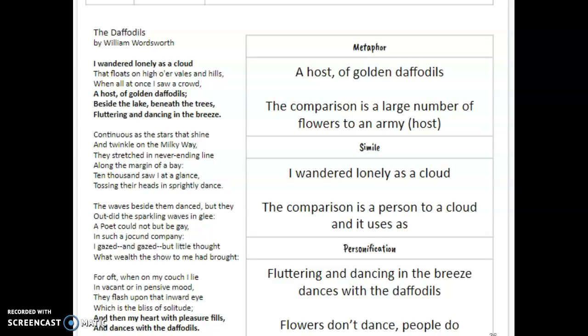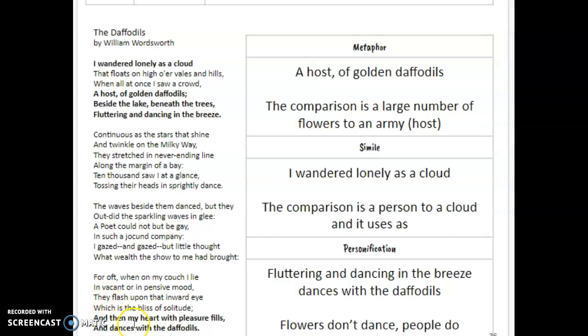For the personification, we're going to look at how the daffodils are said to be dancing. So in the first stanza, it says fluttering and dancing in the breeze. And in the final stanza, in the fourth stanza, it says dances with the daffodils. Flowers don't dance, people do. But up here at the beginning, this whole thing is talking about the daffodils, and that is what is fluttering and dancing in the breeze. So the fluttering is not personification, but the dancing is.